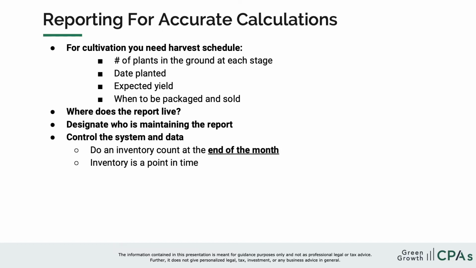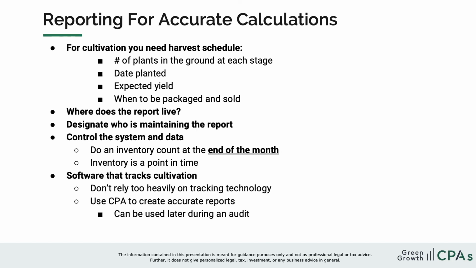Now, from there, you're going to need to control the system and the data, right? Who's doing it? Who's maintaining the report? What system is it on? And keeping the integrity of the data. That designated person needs to do an inventory count at the end of each month. Catch it every 30 days, because inventory, if you don't know this, is a point in time. You can't really go back and calculate these things. Some people think that they can, but it becomes very, very messy and very, very intense when you try to go back in time. So make sure that this report is calculated at the end of every month.